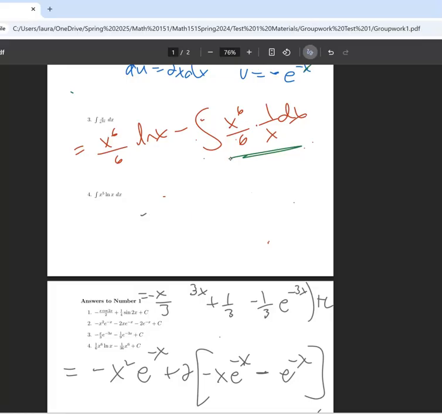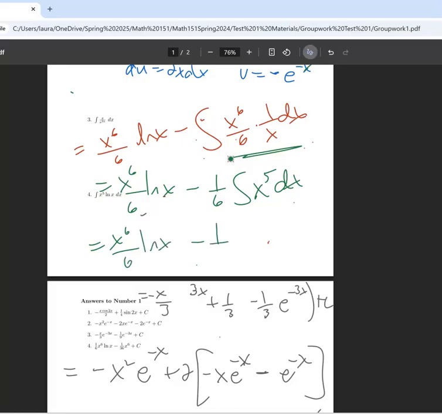So let's carry everything along. So careful to carry everything along because it does matter. So I'd have a minus 1/6 x to the 5th, and then you would go take the antiderivative, and I'd get another 1/6 x to the 6 plus a c.